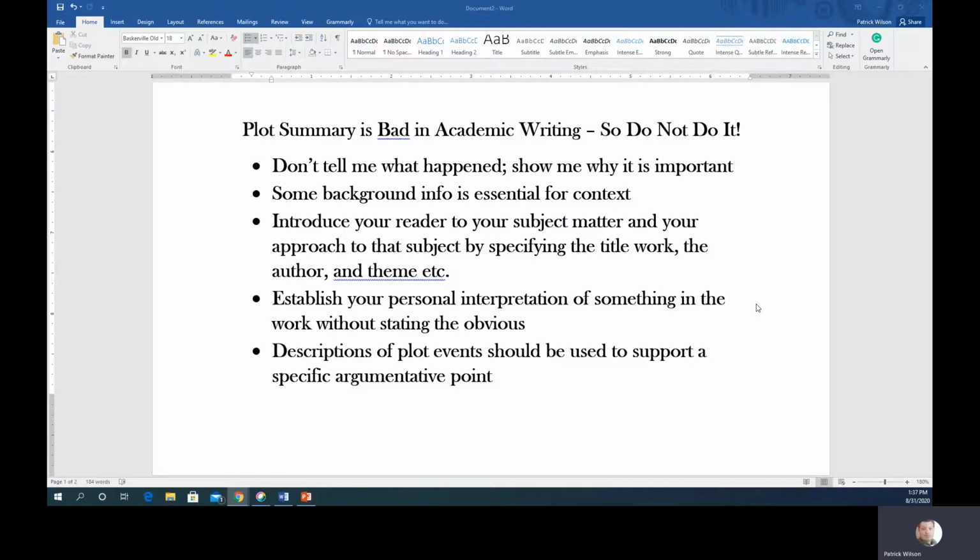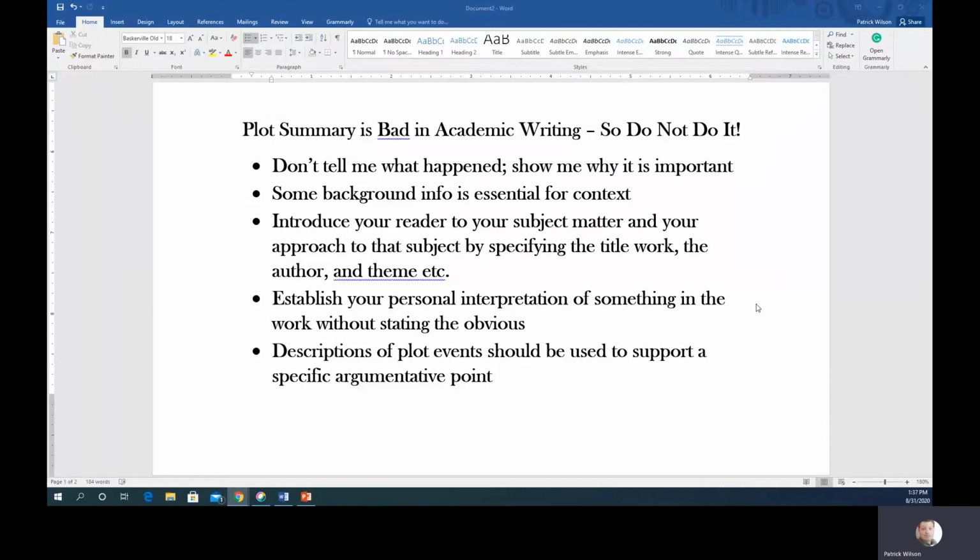Give me quotations, show me why this is important. Don't just tell me it's important. I need to know a little bit more. I need to see you engage with that particular author, that particular passage of the work. Descriptions of plot events should be used to support specific argumentative points. So you could talk a little bit about some of the plot events, but again, you don't want to get into the point where you're writing a book report.